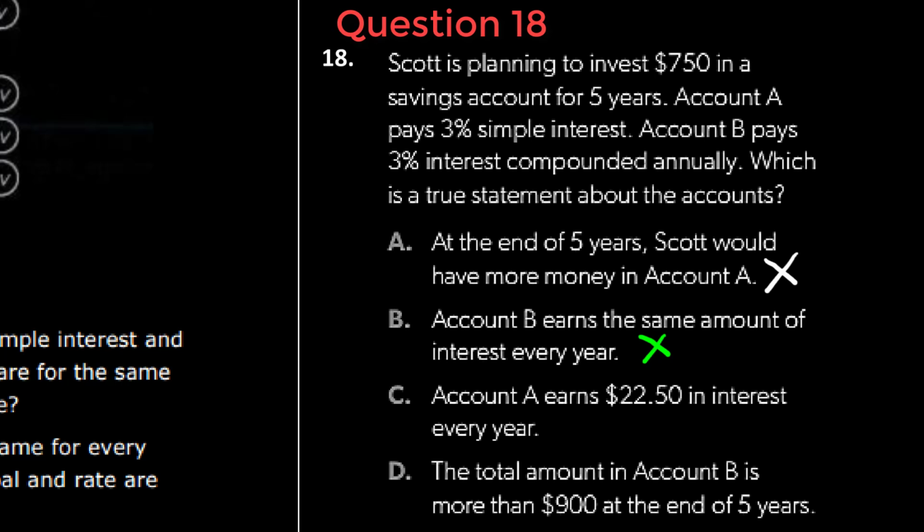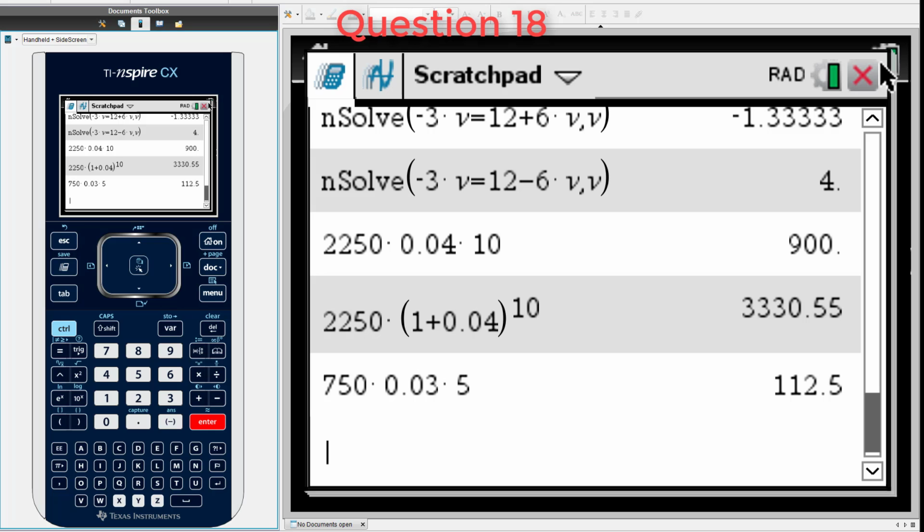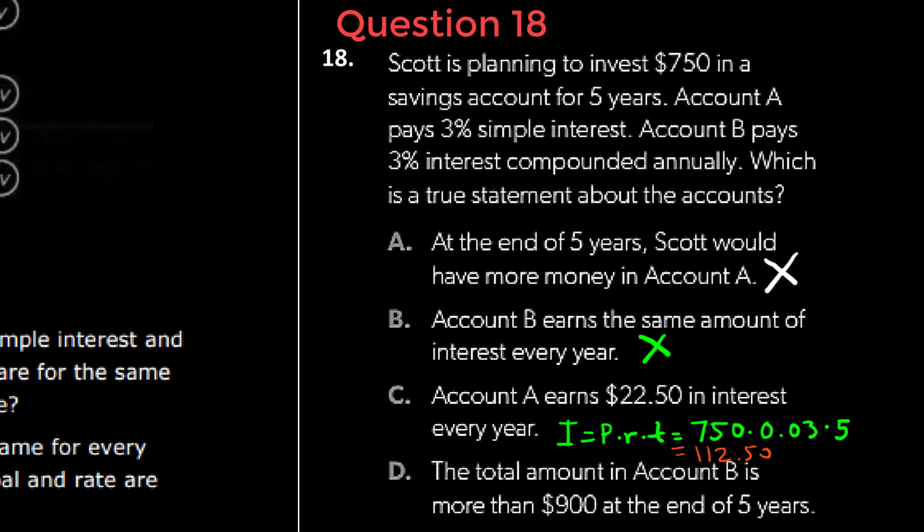Let's calculate the interest that we will get on account A. Since this is simple interest, we will use the formula I equals PRT. So if we plug in $750 as the principal, the rate is 0.03, and the number of years is 5, the total interest that will accumulate in account A will be $112.50. Dividing this amount by 5 will give us $22.50 every year, so C is correct.